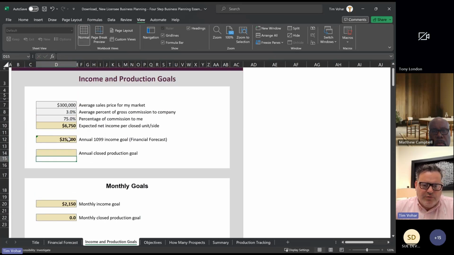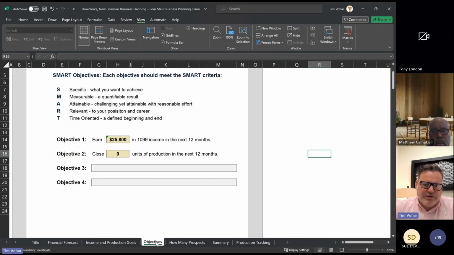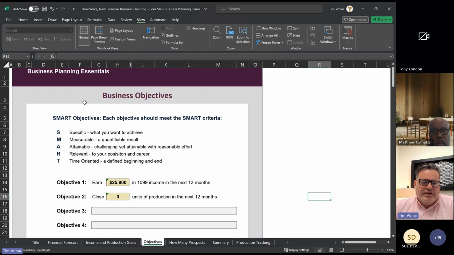All right, let's go over here to the objectives and then we'll come back to the monthly goals. All right, SMART objectives. When you're setting a goal, these are what you're looking for. Specific, what do you want to achieve? Measurable, a quantifiable result. How do you measure it? Attainable, challenging yet attainable with reasonable effort. Relevant to your position and your career, and time-oriented, a defined beginning and end.